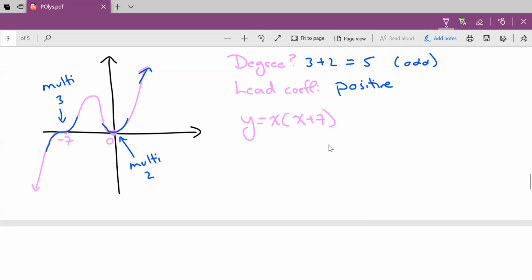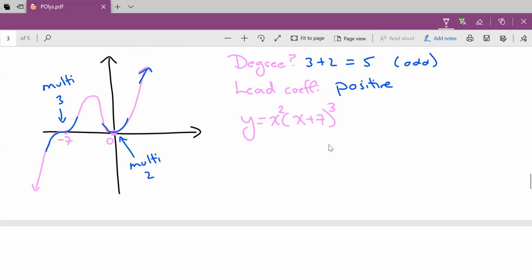Now, let's get the multiplicities involved. At -7, we had a multiplicity of 3. So guess what? There's our 3. Now, at 0, at the origin, we had a multiplicity of 2. Right there, x squared. And the lead coefficient is positive. Now, we're very close to being able to finish this off.